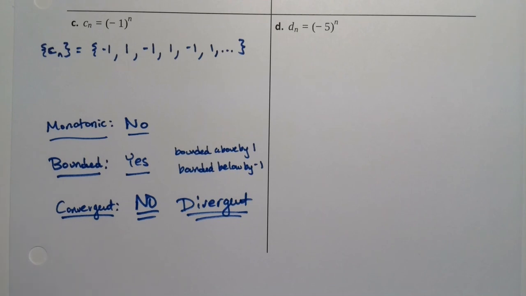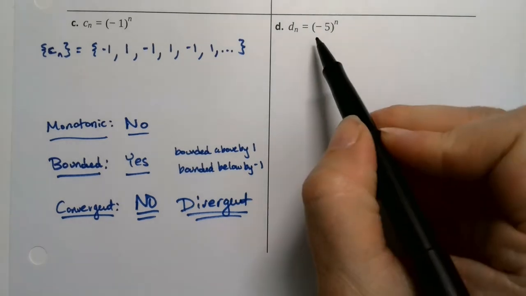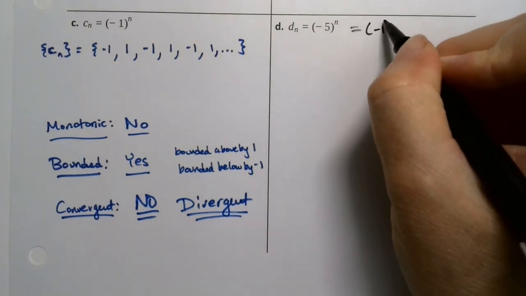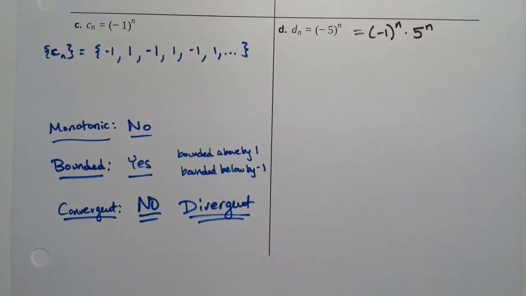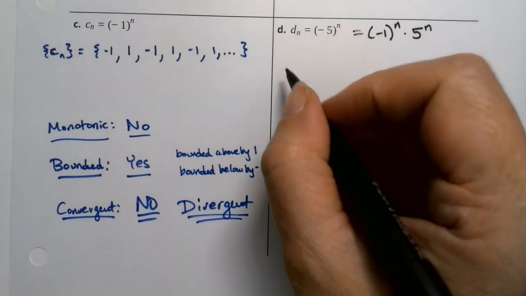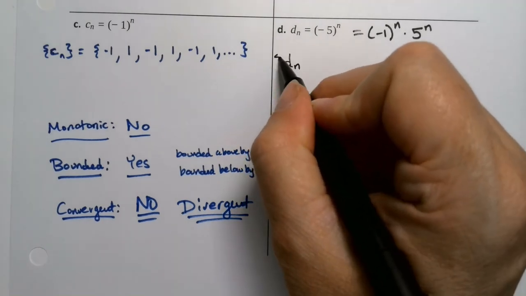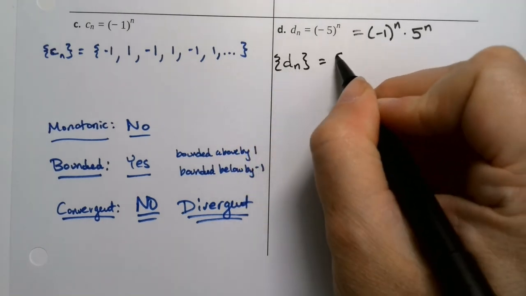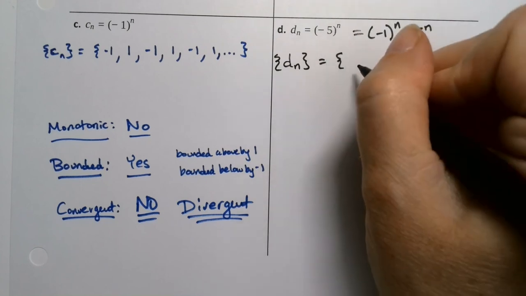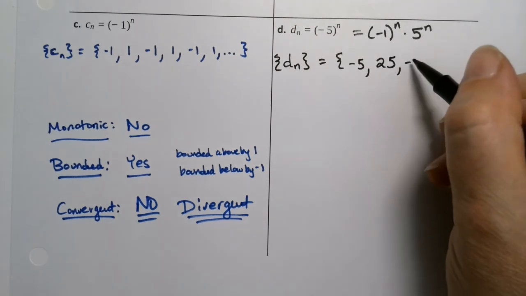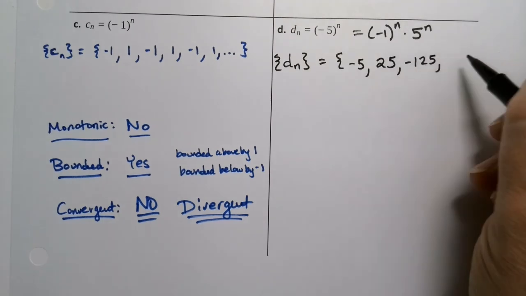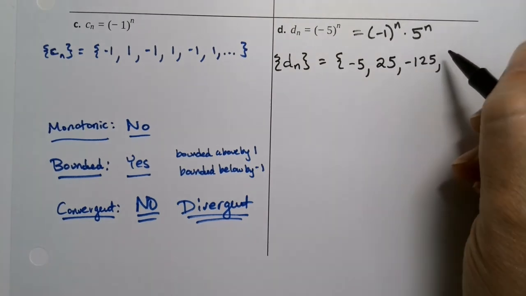So what if I have it so that I am letting -5 raised to the n power? Well, that's the same thing, by the way, as -1 to the n times 5 to the n. They are one and the same, right? Okay, so how would that look? Well, if I put in 1, it would be -5. But if I put in 2, it's +25. If I put in 3, it's -125, and so on and so on. I think the next one's 625.